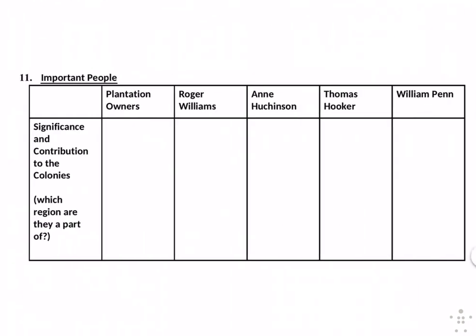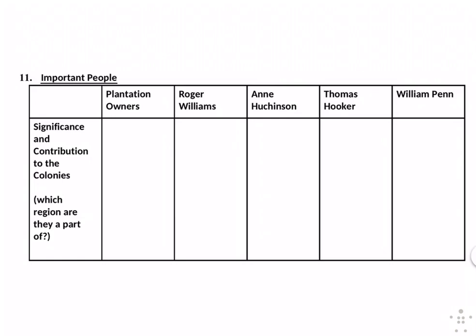Last one, important people. So for every single category, significance and contributions. And then last one, what region are they from? Plantation owners, plantations are in the South. They're specifically for cash crops. So plantation owners are significant because they are the ones driving force behind the economic system of the southern regions. Their contribution, they were able to make the colonies a lot of money because of cash crops. Again, they're part of the South, southern region.